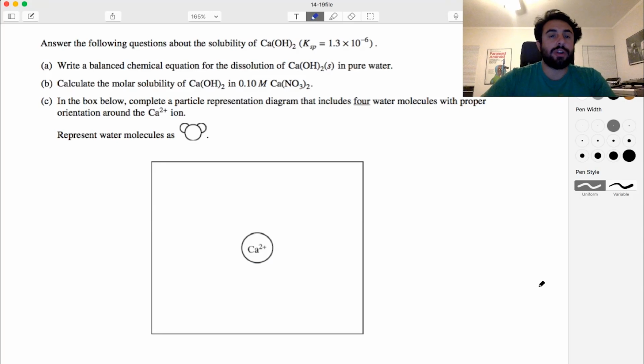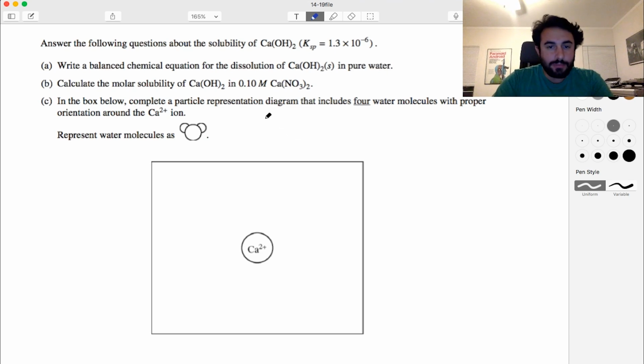Okay, we have a quick short answer here about molar solubility. We've got a substance, calcium hydroxide, Ca(OH)2. The Ksp is given, 1.3 times 10 to the negative 6. First, write a balanced chemical equation for the dissolution of calcium hydroxide solid in pure water.